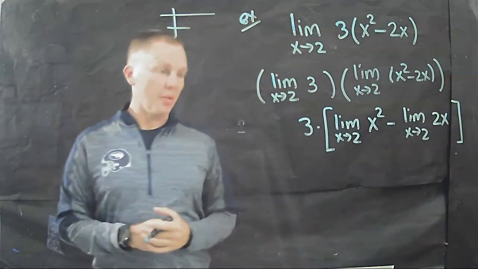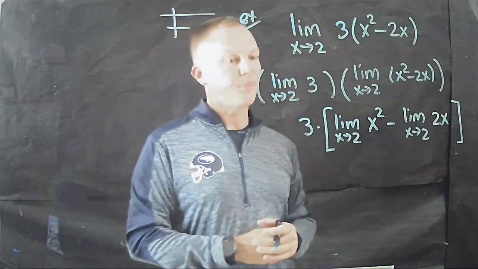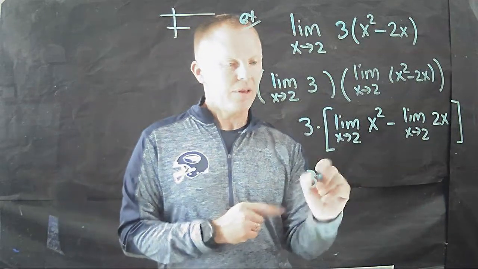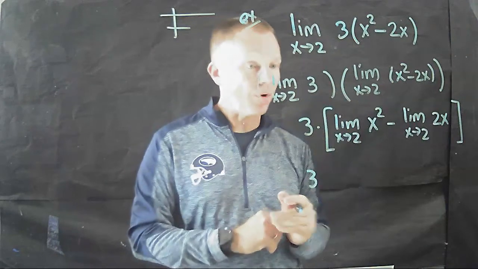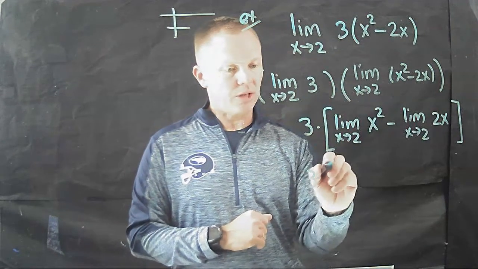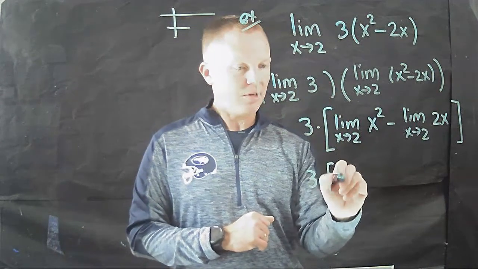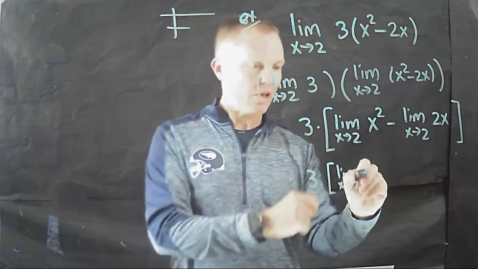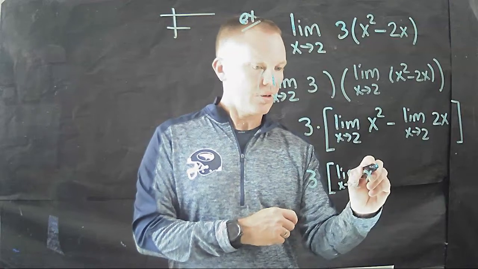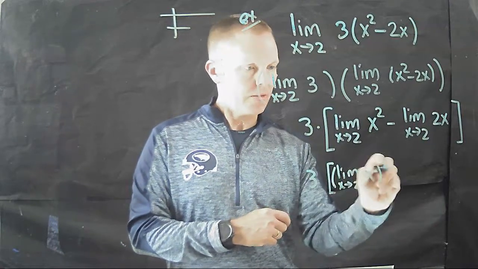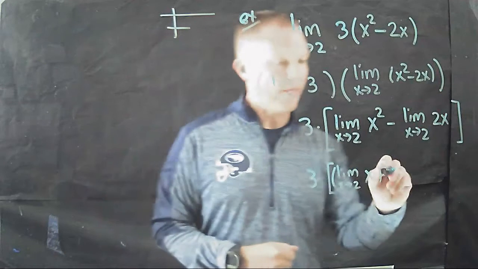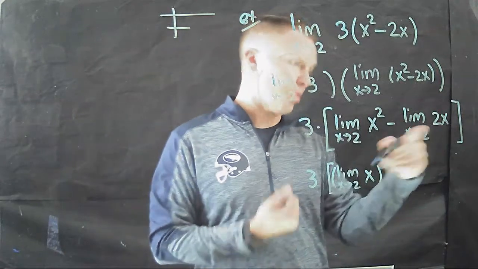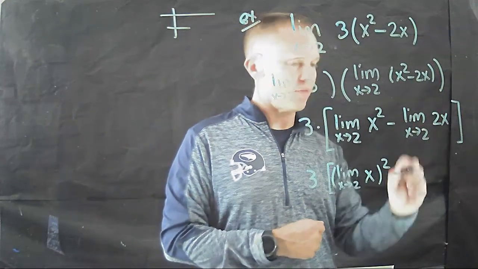And so now we're there. Now you can see I have the limit of a function to a power. So that's going to equal the limit of the function x squared. And then I'm going to subtract, oh, and that's the limit of a product there. So I'm going to say that's the product of the limits.